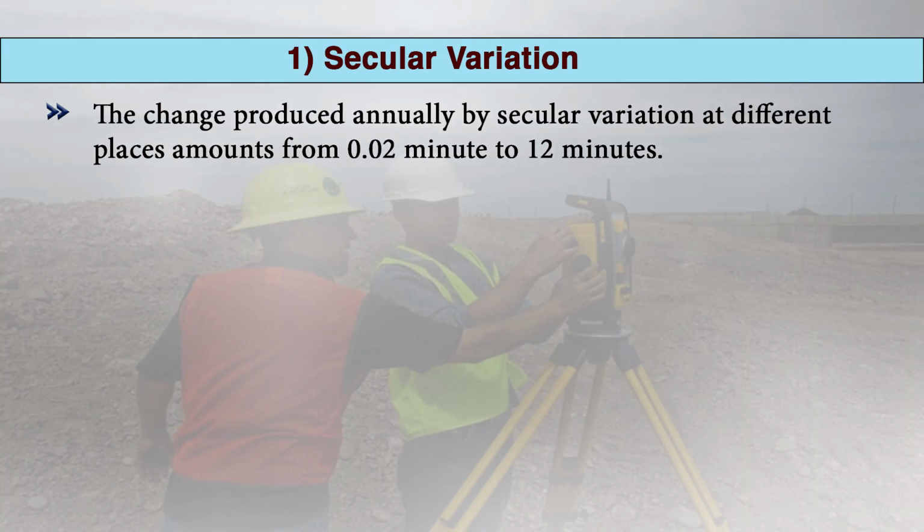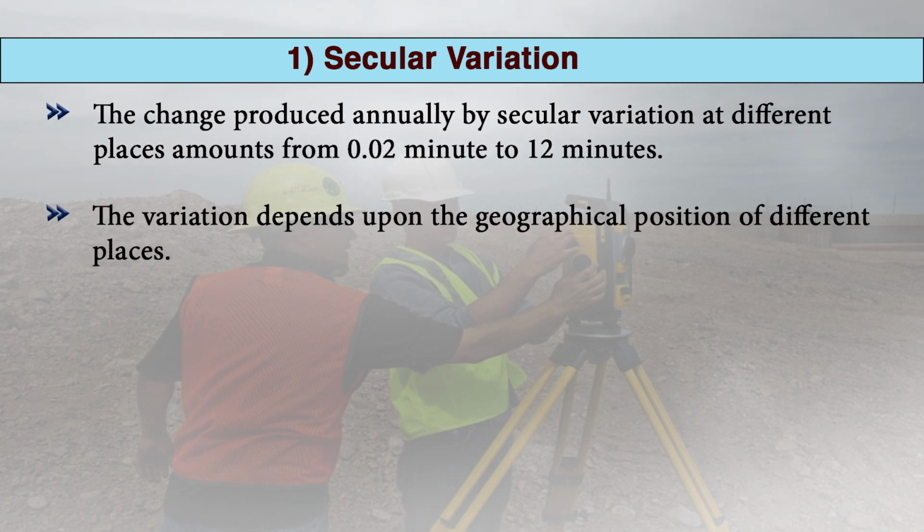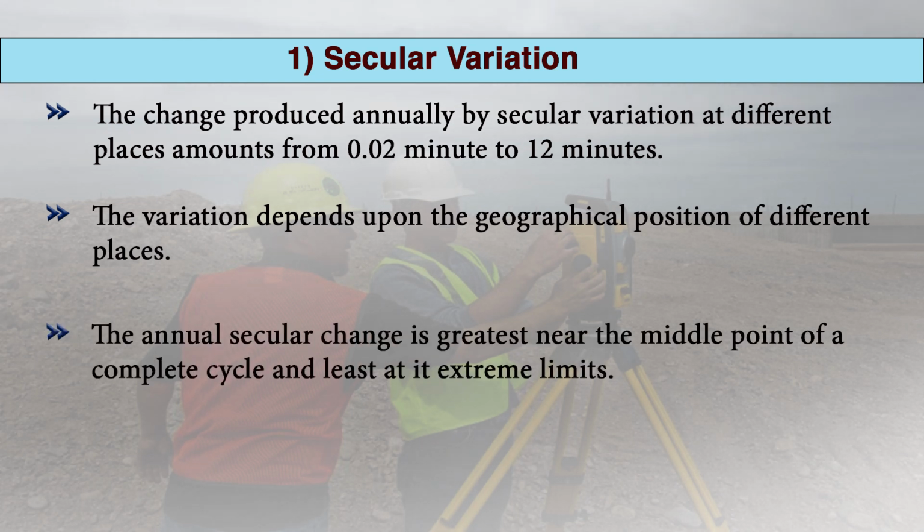When the observations for the declination are made in different years of a century, it is revealed that the magnetic meridian moves from one side of the true meridian to the other side. The change produced annually by secular variation at different places amounts from 0.02 minute to 12 minutes. The variation depends upon the geographical position of different places. The annual secular change is greatest near the middle point of a complete cycle and least at its extreme limits.